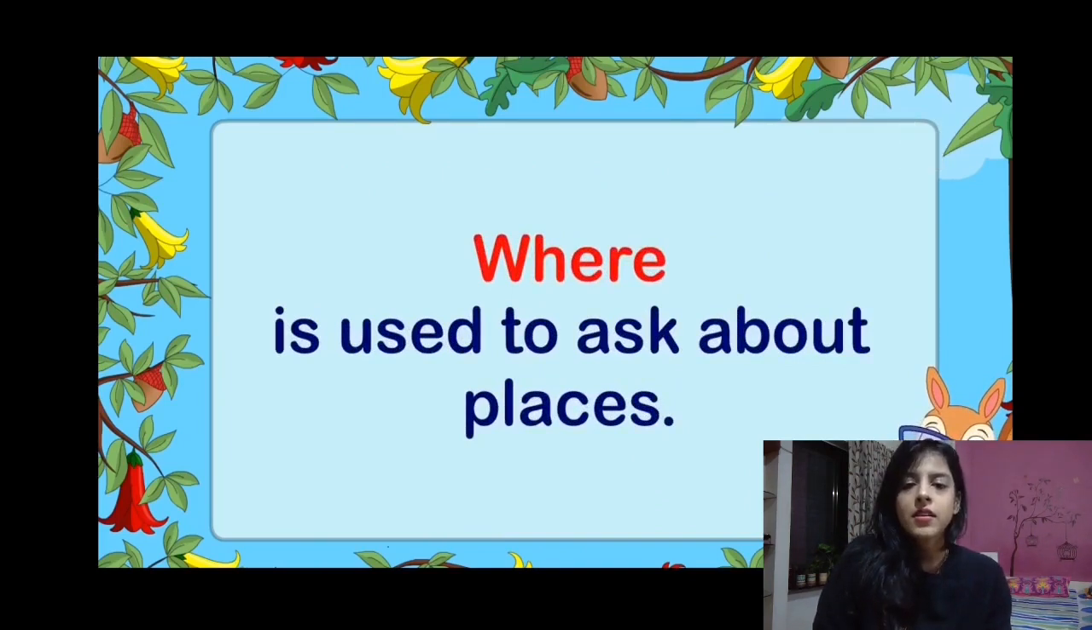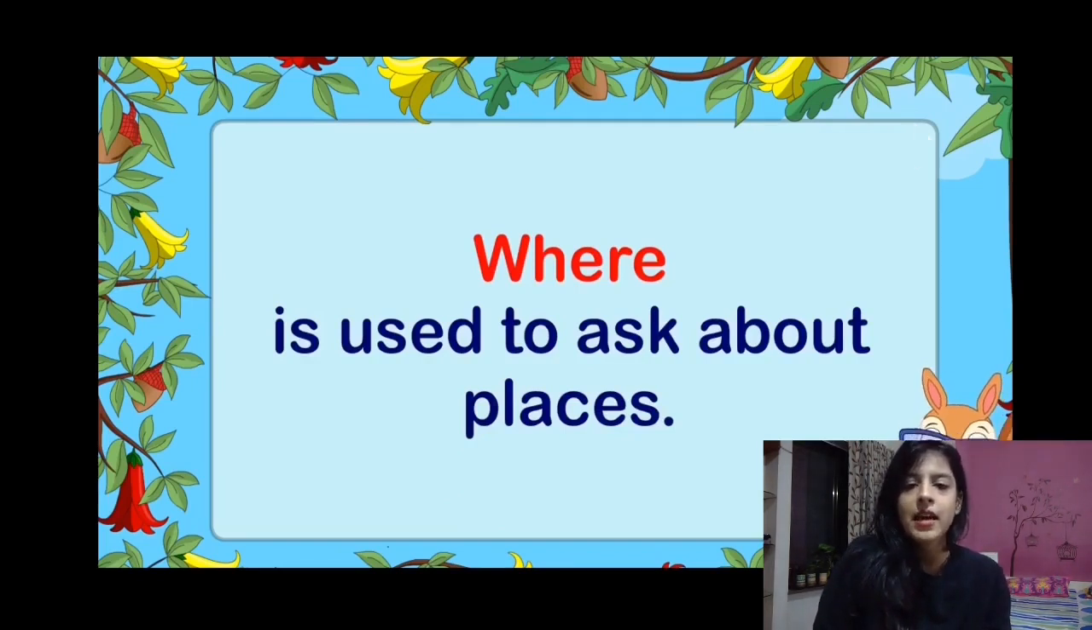The next question word is where. Where is used to ask about places. For example, if you have forgotten where you have kept your book, you ask your mom, Mom, where's my book? So the book is obviously at some place, right? That is why we use where at the beginning of the question, like, Mom, where's my book?